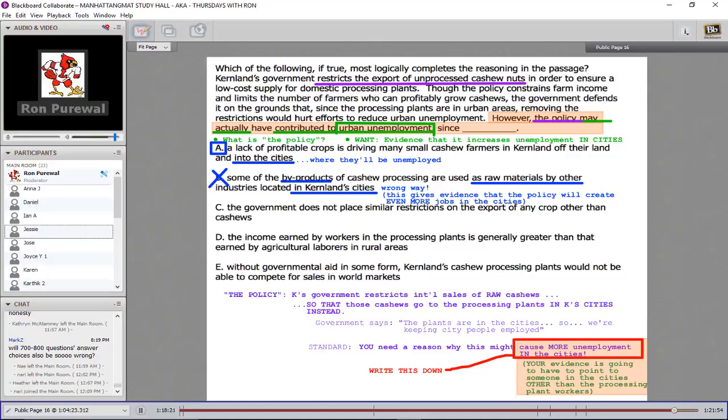So the other choices people didn't really pick. We don't care about crops other than cashews, so C is irrelevant. And we don't care about amount of income. We just care about whether people have a job or not. So D doesn't matter. And then we don't care about E because we are only talking about what happens if there is governmental aid. E is about what happens if there's not governmental aid. We don't care because we're only talking about what if there is.